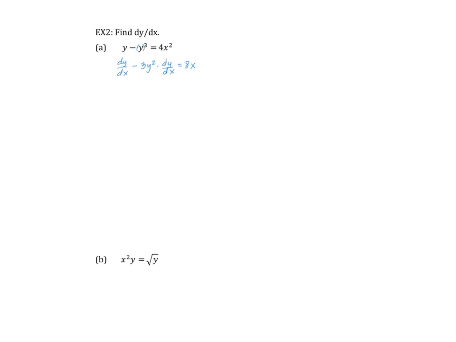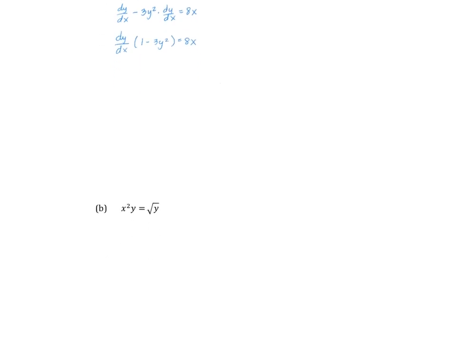So now we need to get the dy dx by itself. This is just going to be algebra. And this idea of factoring out the dy dx will come up a lot. So if I factor out the common dy dx, I get 1 minus 3y squared in parentheses equal to 8x. So to get the dy dx by itself, all I have to do is divide both sides by 1 minus 3y squared. And then this would be the derivative. Okay.